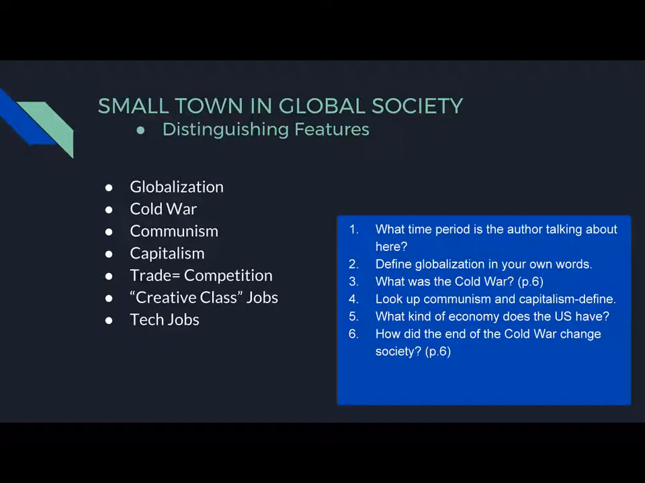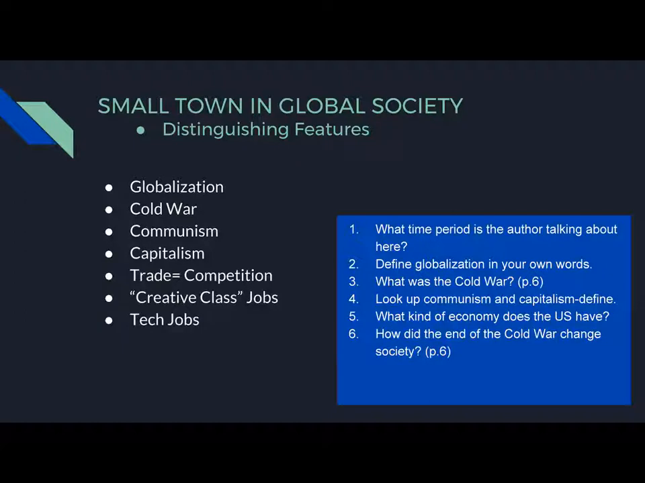So that's an important key concept that you'll find going forward in college, or if you turn on the news. It's something that is very important to our modern world. So take some time to define that in your own words. And then what was the Cold War? So you're going to need to do some internet research or ask around and really figure out for yourself what was the Cold War. You're going to look up communism and capitalism, and we'll look at that a little bit more in the next slides.